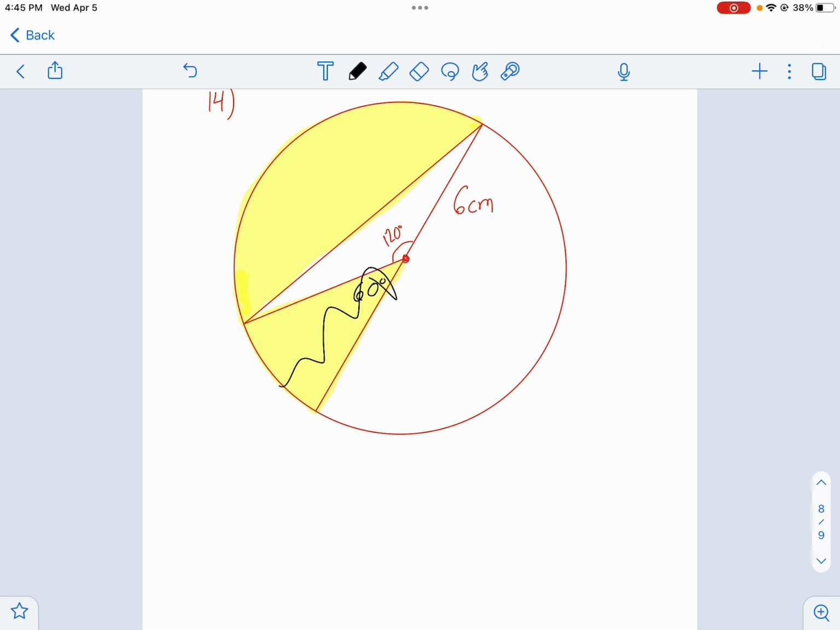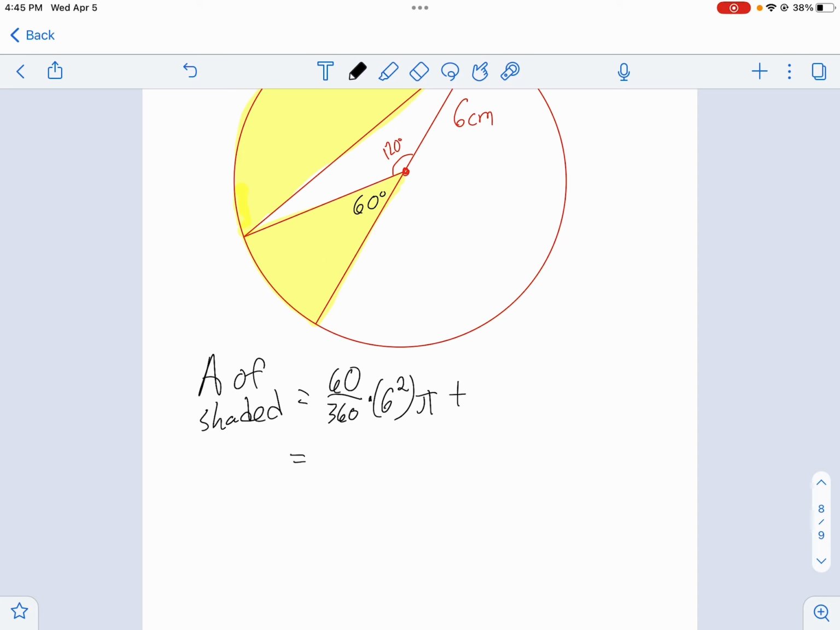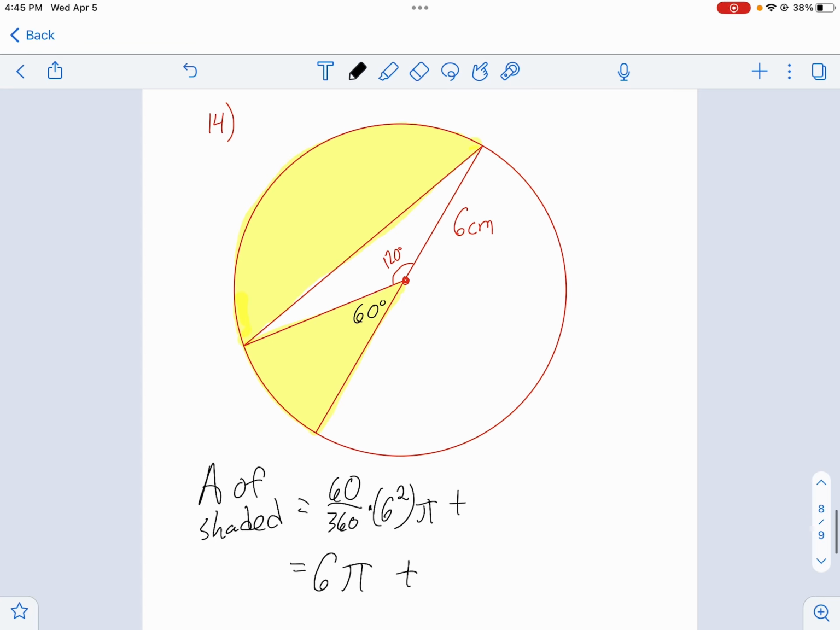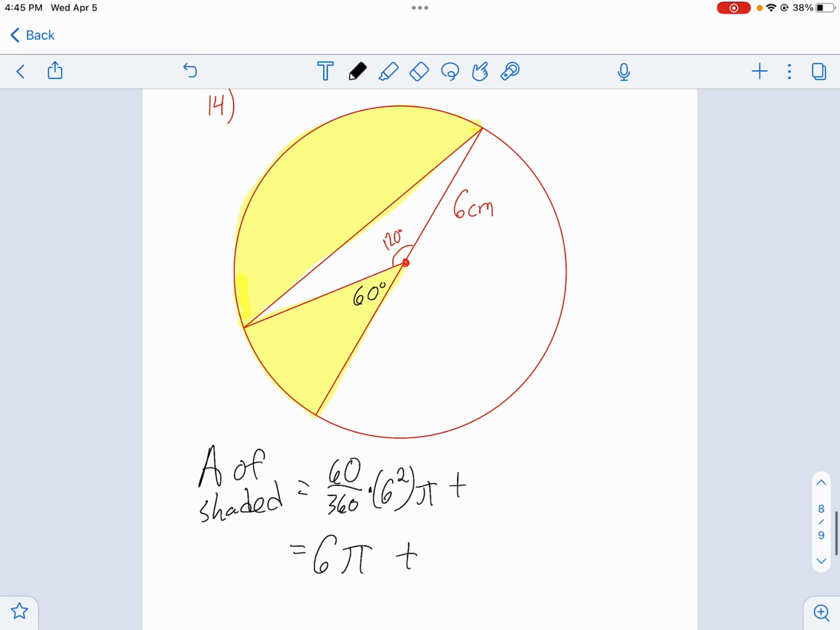So let's find the area of this guy first, just to get something out of the way. So the area of shaded is equal to 60 over 360 times 6 squared pi, right? Pi r squared. I'm going to add to that the area of the other thing, but for now I'm just going to leave that there. So 1/6 times 36 is 6 pi. So that area of that shaded region is 6 pi. Let's find the area of this other shaded region then. So let's find the area of the whole sector first, and then we'll subtract the other part.